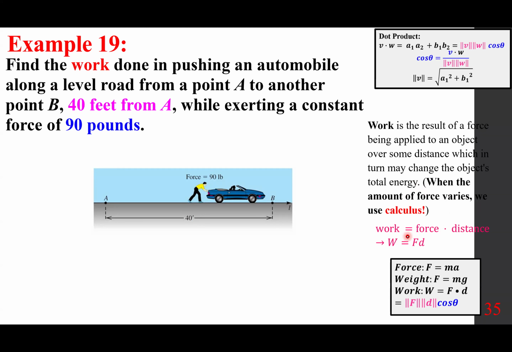So what is given? Force is F equals ma. Weight is F equals mg, for example, where the acceleration is due to gravitational force. Work is W equals F dot D, which is the magnitude of F times the magnitude of D times cosine theta. So the dot product gives us the work.